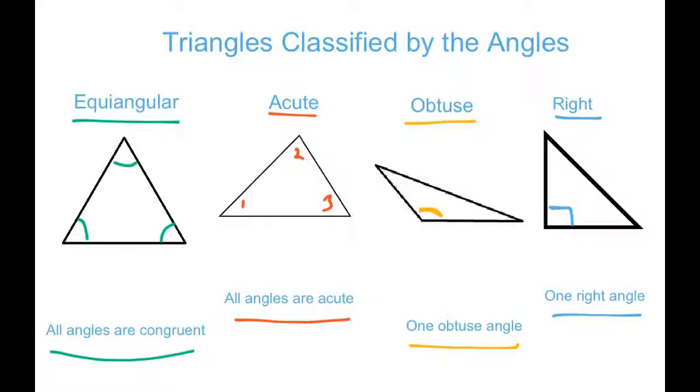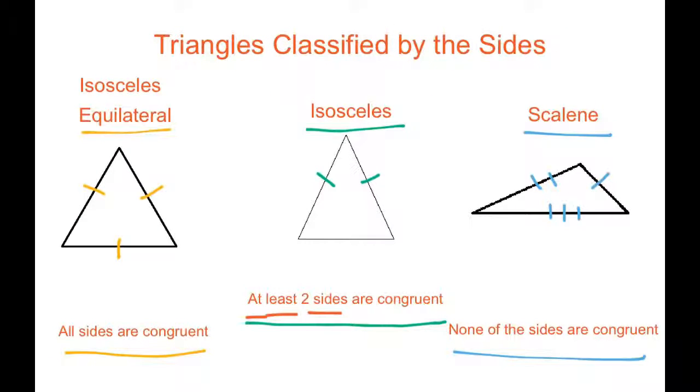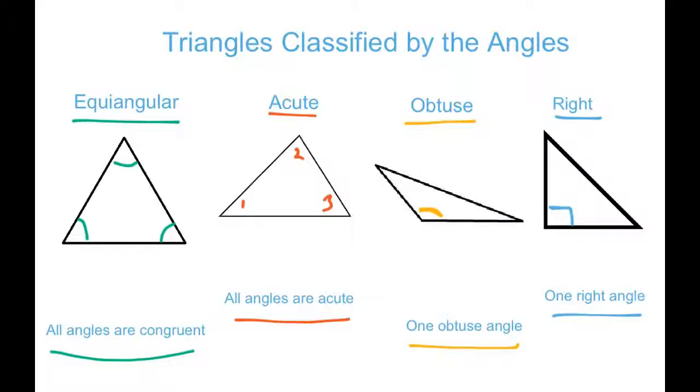So that's triangles classified by their sides. That would be equilateral, isosceles, and scalene. And triangles classified by the angles, that's equiangular, acute, obtuse, and right. Each triangle that you see can be classified both ways, so you should be able to get at least two names for every triangle that you see.